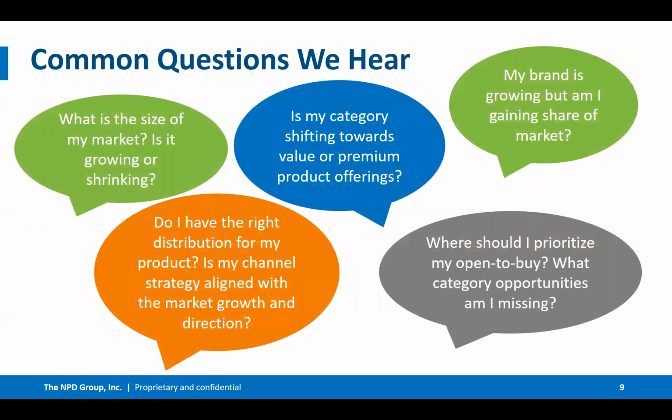What is the size of the market? Is it growing or shrinking? Do I have the right distribution for my product? Is my channel strategy aligned with what's happening in the market? What's happening with my category? Are we shifting towards value or towards premium product offerings? My brand is growing, but am I gaining share of market? For my internal sales numbers, I see growth. Is my growth in line with the market, or am I losing share because I'm not growing as fast as the rest of the brands in my space? And then where should I prioritize my open to buy? What category opportunities might I be missing? Might I be blind to?